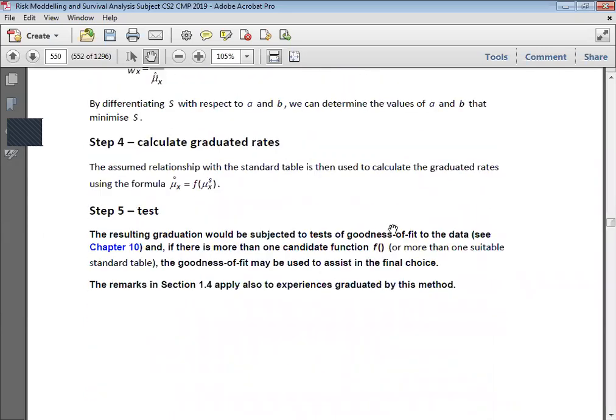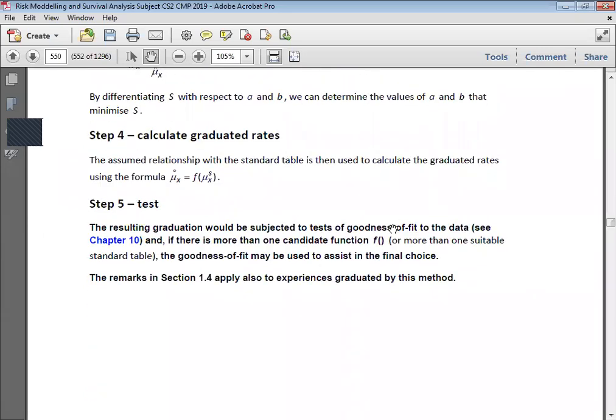And then once we have established the values of A and B, what you want to do is just figure out the graduated rates. You already know the function, you know the values from the standard table, and all you need to do is plug them into the calculator, and you get your answer for the graduated rates. And at the end, you would want to do some tests to see whether it approximates well or not.